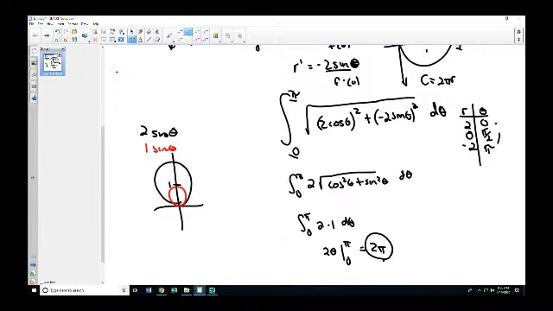Do you remember polar coordinates? No, we learned about it last year. No, 2 years ago. 2 years. Polar coordinates battleship. Okay, moving on.